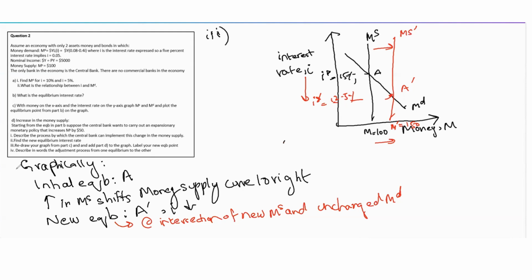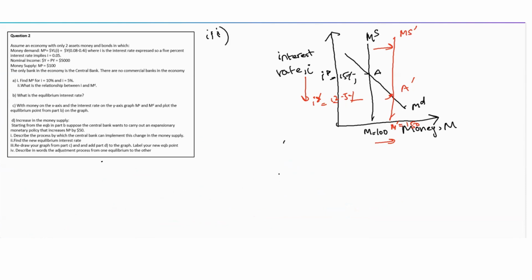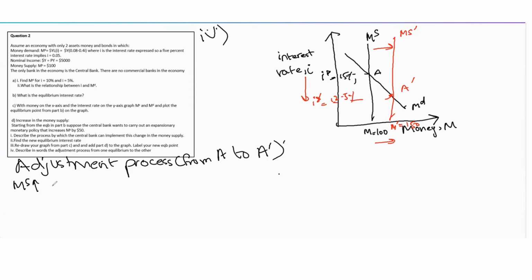So this was graphically. Now part 4 asks us to explain this entire adjustment process. So let's do that now. Let me just erase this. Now let's do part 4. We want to explain the adjustment process from A to A prime. So what happens is we're seeing the money supply increases.